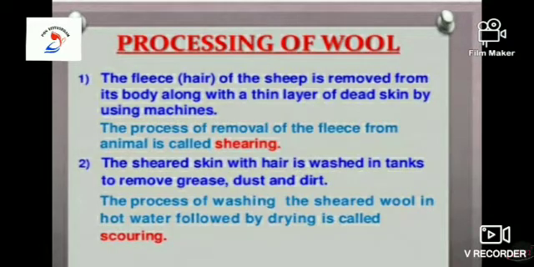The fleece of the sheep is removed from its body along with a thin layer of dead skin by using machines. The process of removal of fleece from an animal is called shearing. So, the sheared skin with the hair is washed in tanks to remove grease, dust and dirt. The process of washing the sheared wool in hot water followed by drying is called scouring.